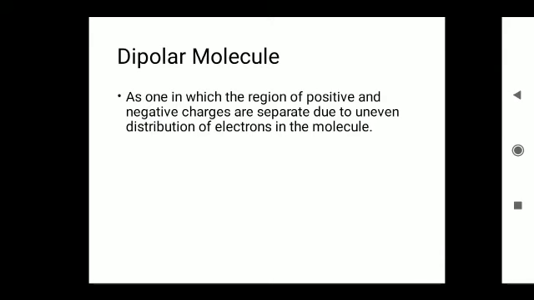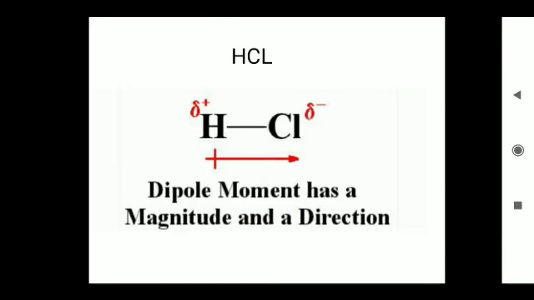Dipolar molecule is one in which the regions of positive and negative charges are separated due to uneven distribution of electrons in a molecule. By observing hydrochloric acid, it contains two types of charged species, positive and negative. The positive charged species is hydrogen and the negative charged species is chlorine. The two oppositely charged species are separated.